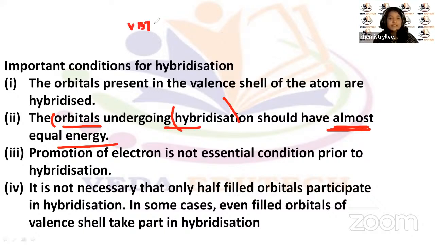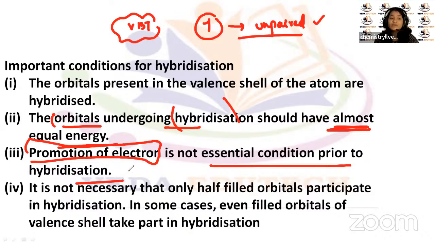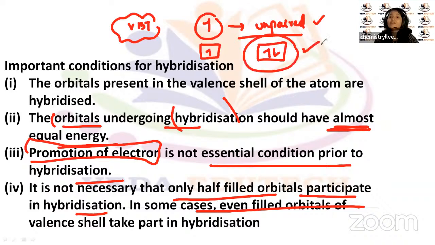Then last time we saw VBT. What did we see in VBT, children? We saw in VBT that only unpaired electrons were able to form bonds, right? But here the promotion of an electron is not a necessary or essential condition prior to hybridization. It is not necessary that only half filled orbitals participate in hybridization. In some cases even filled orbitals participate. So VBT was saying you should have an unpaired electron, but hybridization says it can have paired electrons and still undergo hybridization in some cases.